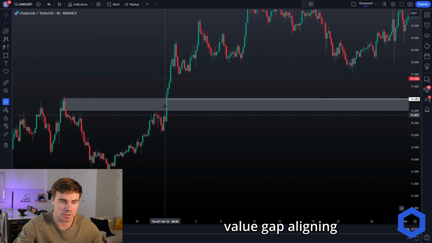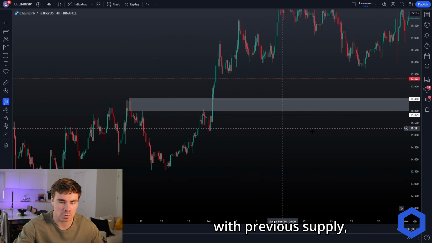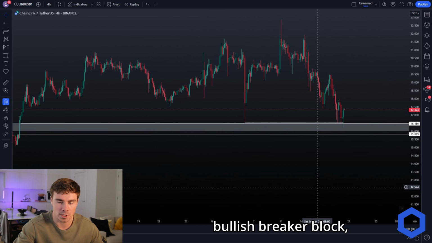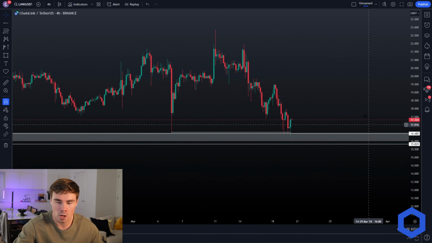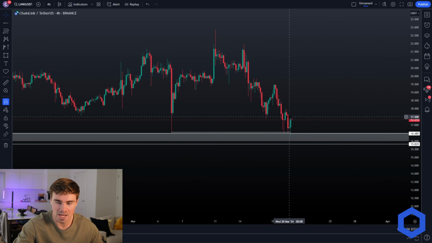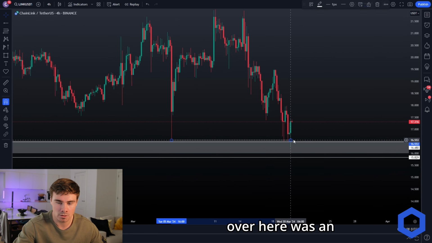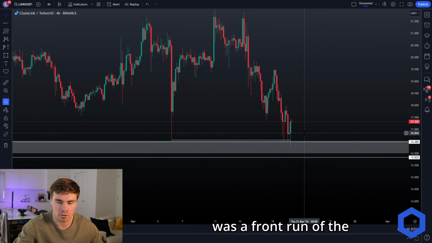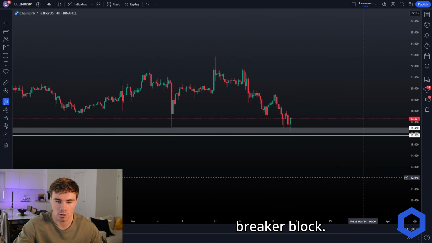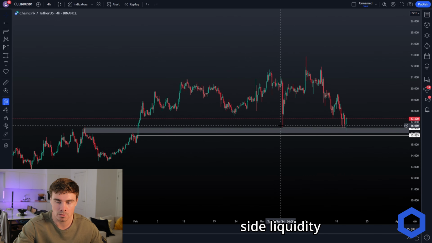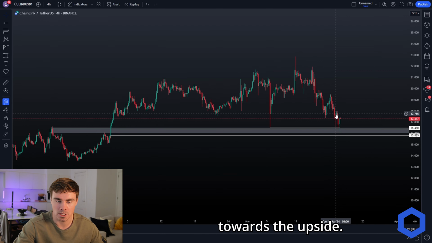Whenever you have a bullish fair value gap aligning with previous supply, you have yourself a bullish breaker block, a high probability breaker block. Where do we tap into? Exactly into that bullish breaker block. So basically, this low over here was an inducement, was a front run of the bullish high probability breaker block. So currently we are sweeping sell side liquidity in towards a bullish breaker block, and we are bouncing towards the upside. Now things are about to get interesting.